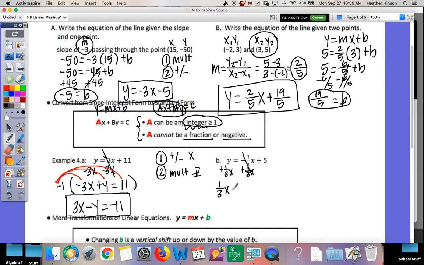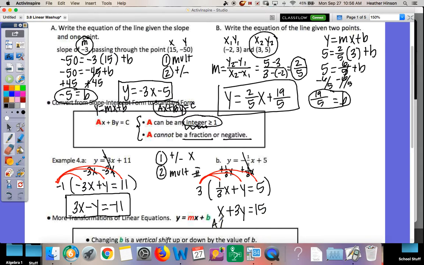So I've got 1/3 x plus y equals 5. And remember, my a, what's with my x, cannot be a fraction, and it can't be negative. Well, this one's positive, so we don't have to worry about negative, but it is a fraction. To get rid of fractions, we just multiply by the denominator, by the bottom. And we still have to multiply it out to everything. So 3 times 1/3, that is just 1, so we can just put x. 3 times y is 3y, and 3 times 5 is 15.